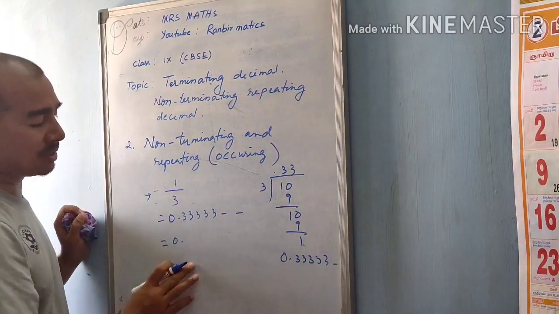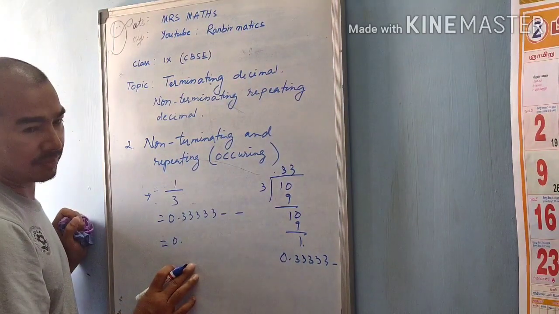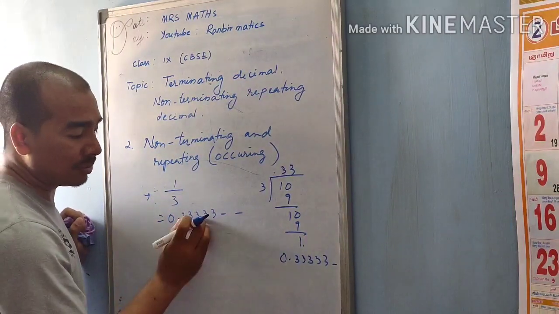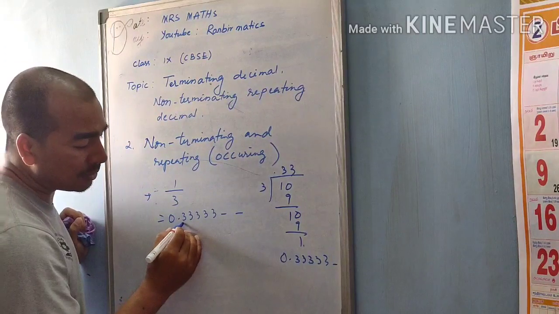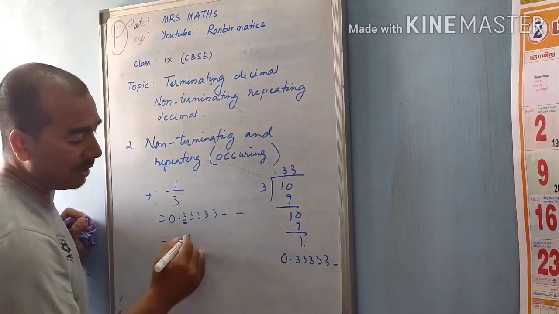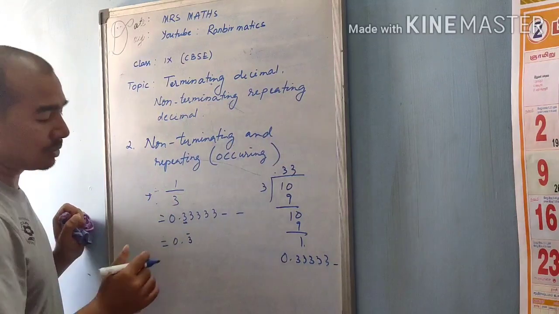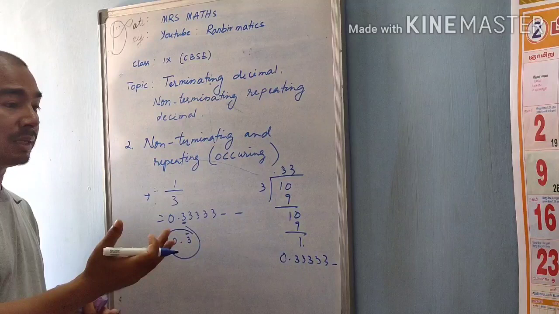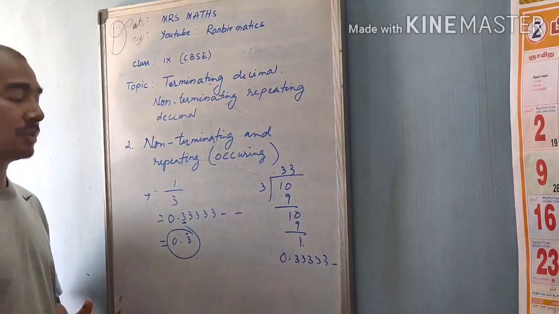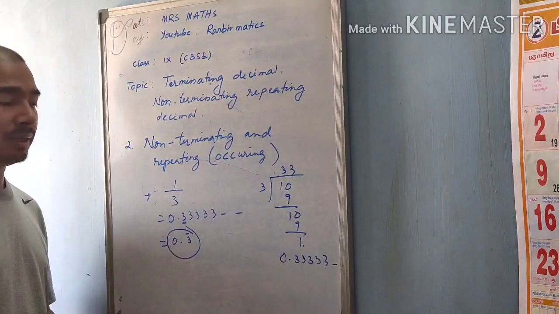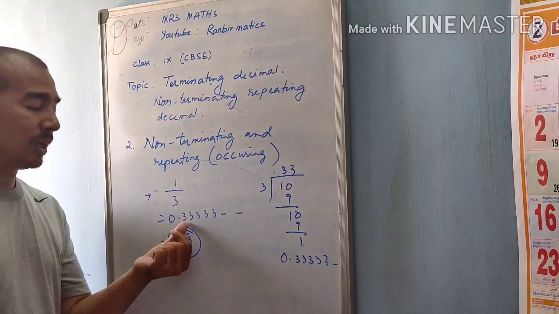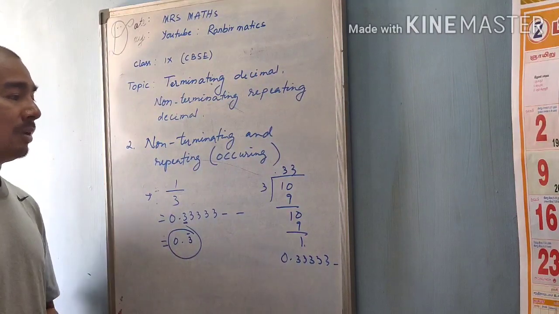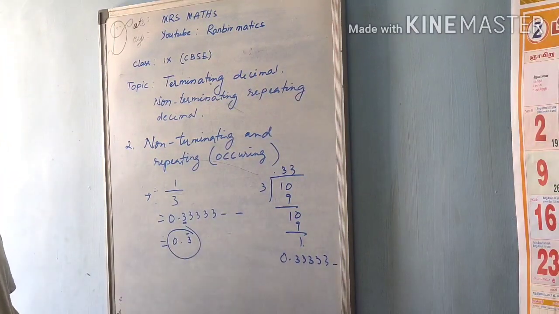Here which digit is repeated? 3 is repeated. Sometimes 2 digits will be repeated, 3 digits also will be repeated. Now here only 1 digit, 3, is repeated frequently, so we can write it as 3 bar. This type of decimal is not terminating, it won't end at all, that's why we call it non-terminating. And why is it called repeating? Because 1 digit is repeated frequently after the point. So this is called non-terminating repeating decimal.